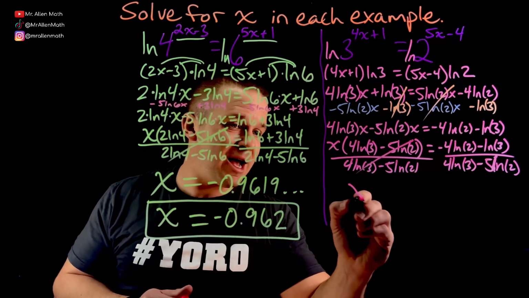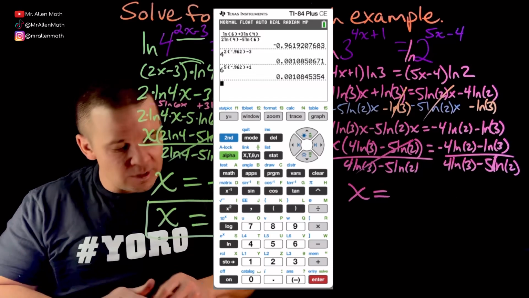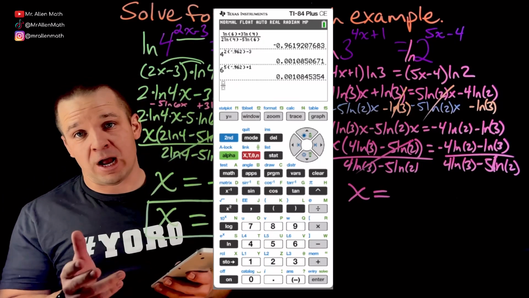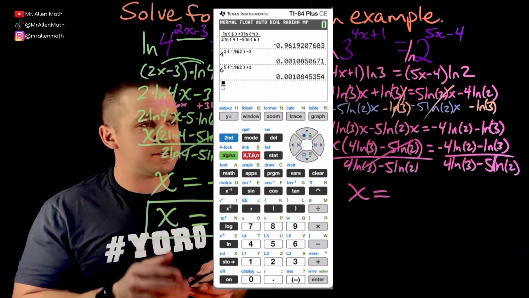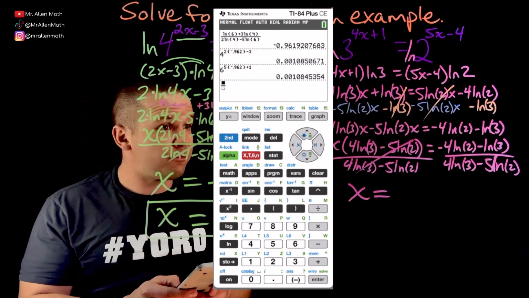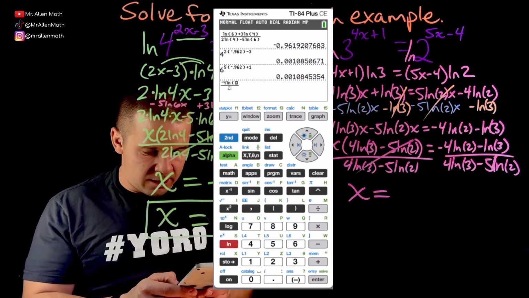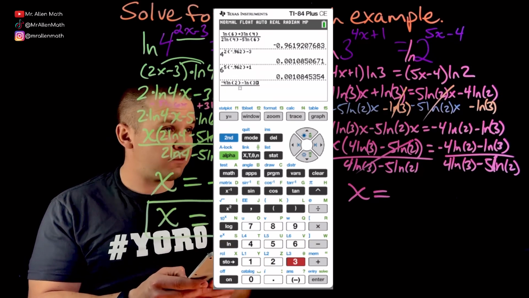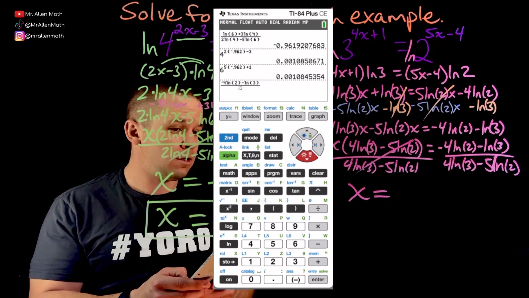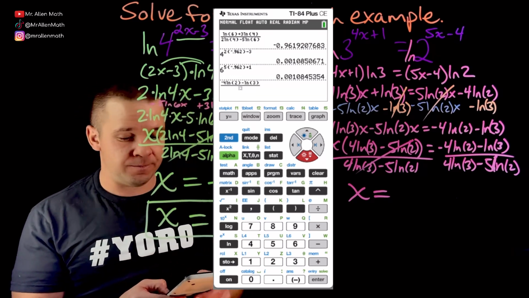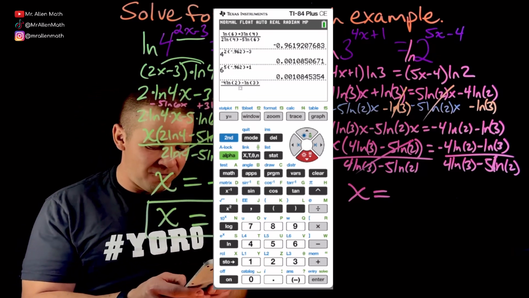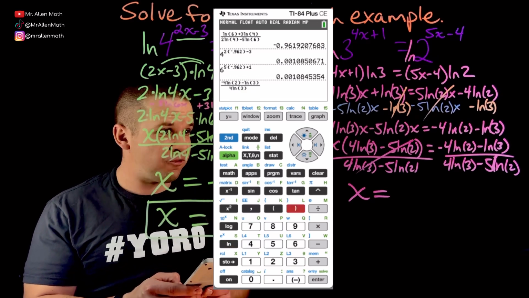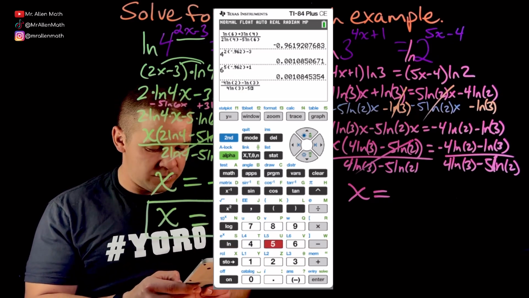So now we got x equals. Let's type it all in. Alpha x or alpha y equals, or just parentheses, start your division. We got negative 4 natural log of 2, close the parentheses, minus natural log of 3, close them. Oops, I accidentally hit enter. There we go. Got to go to the denominator first. 4 natural log of 3 minus 5 natural log of 2.